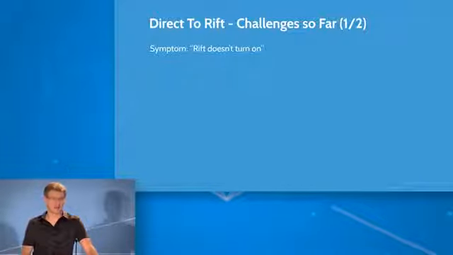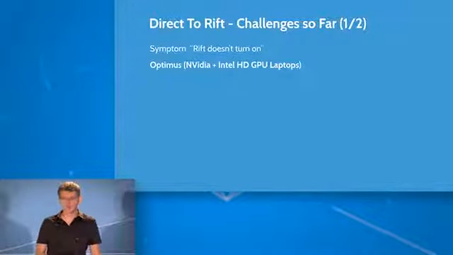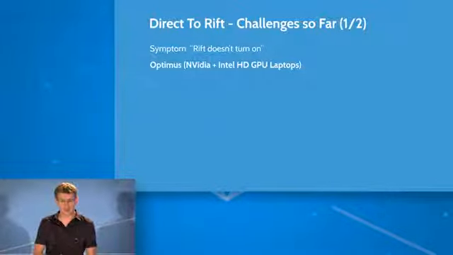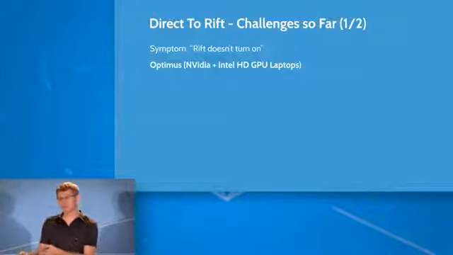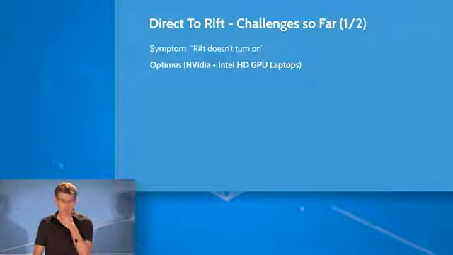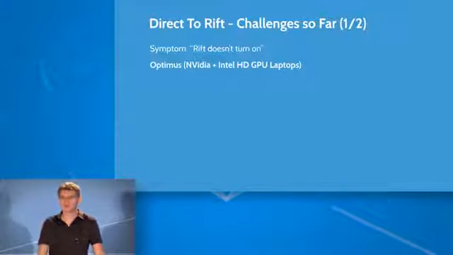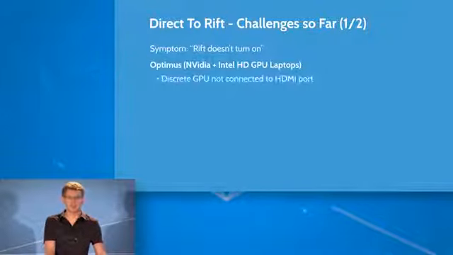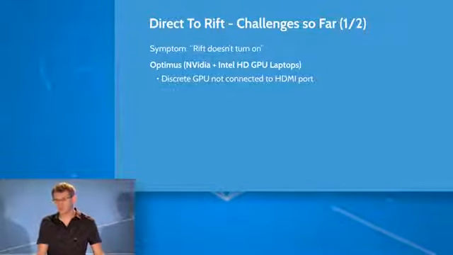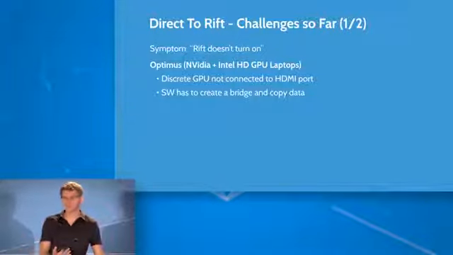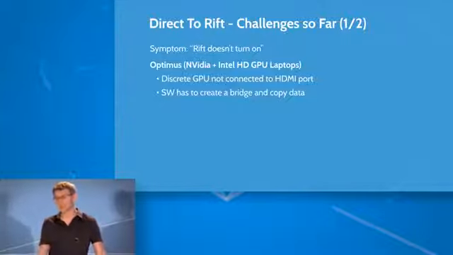Most commonly, it happened on multi-GPU systems. That relates to both mobile, where you have Optimus, which is dedicated plus Intel hardware, and it also happens sometimes on SLI configurations. The tricky thing here is we found that on many laptops, the discrete GPU is not connected to the HDMI port. Which means that you have to route the data through the software, which incurs latency and processing, and that logic basically just has to be there. So we're working through optimizing that area and creating a bridge.